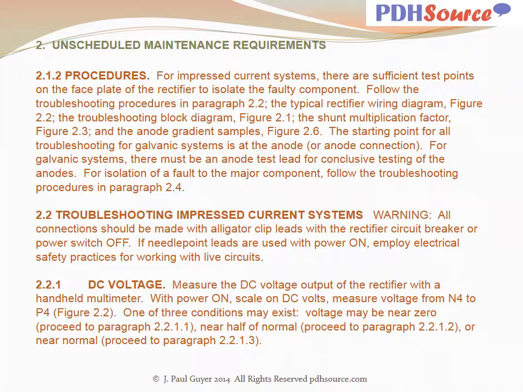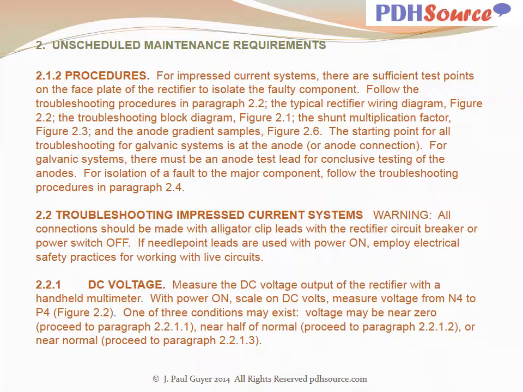For impressed current systems, there are sufficient test points on the faceplate of the rectifier to isolate the fault component. Follow the troubleshooting procedures in paragraph 2.2, the typical rectifier wiring diagram, figure 2.2, the troubleshooting block diagram, figure 2.1, the shunt multiplication factor, figure 2.3, and the anode gradient samples, figure 2.6.